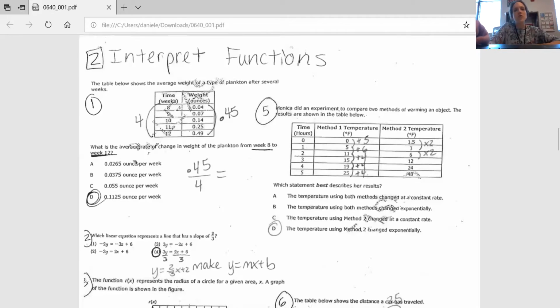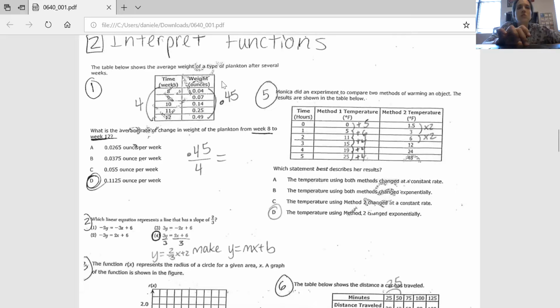So this is EOC video 2. I'm going over the second topic. Interpreting functions is what it will say at the top of your page. Let me share my screen so you can see what you need to be looking at. All right, so we are on interpreting functions. I'm going to deal with the top of the page first.